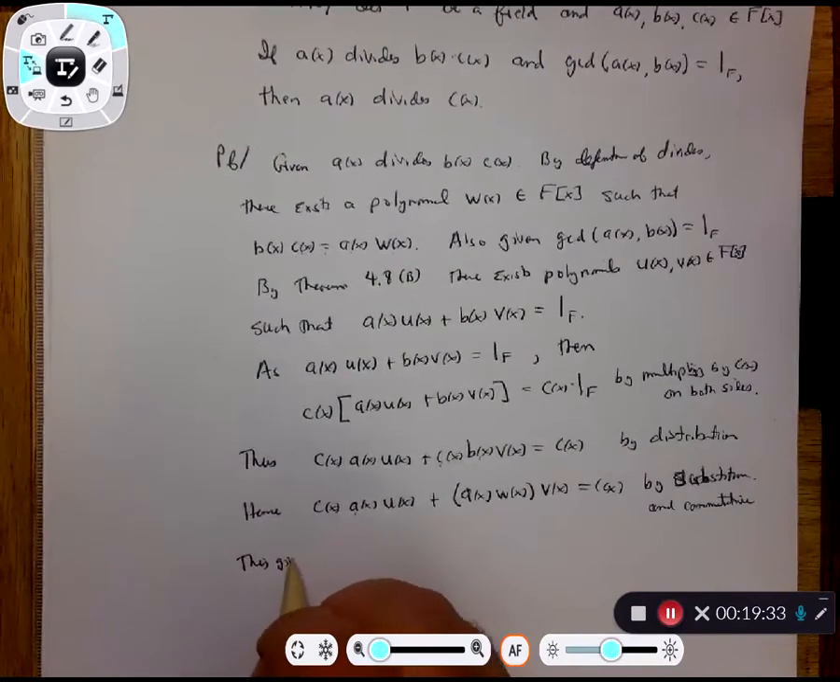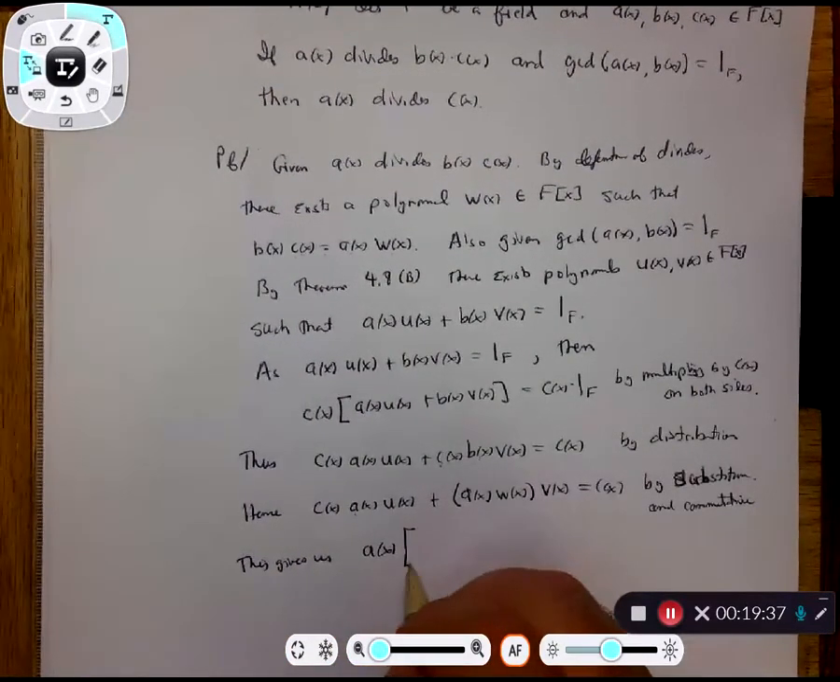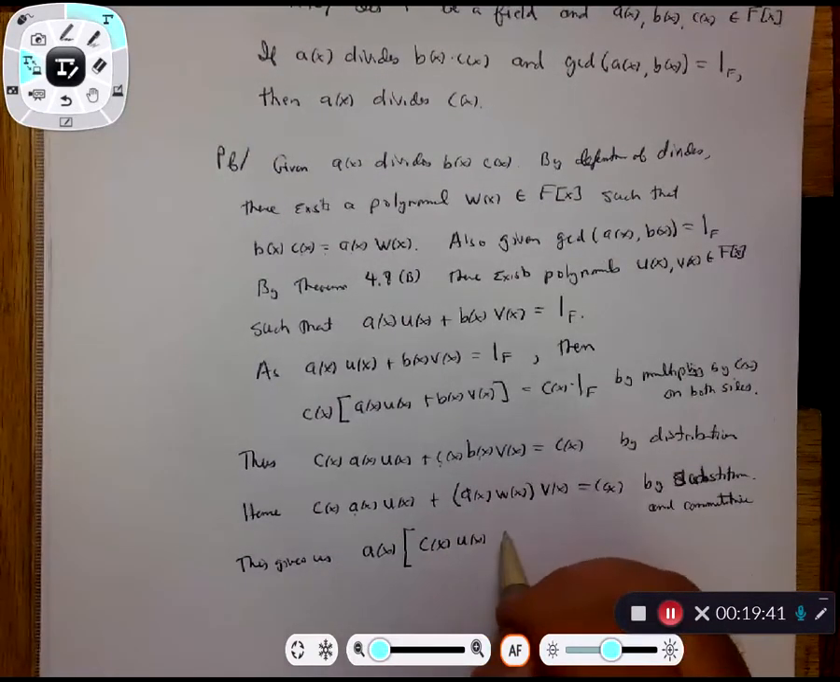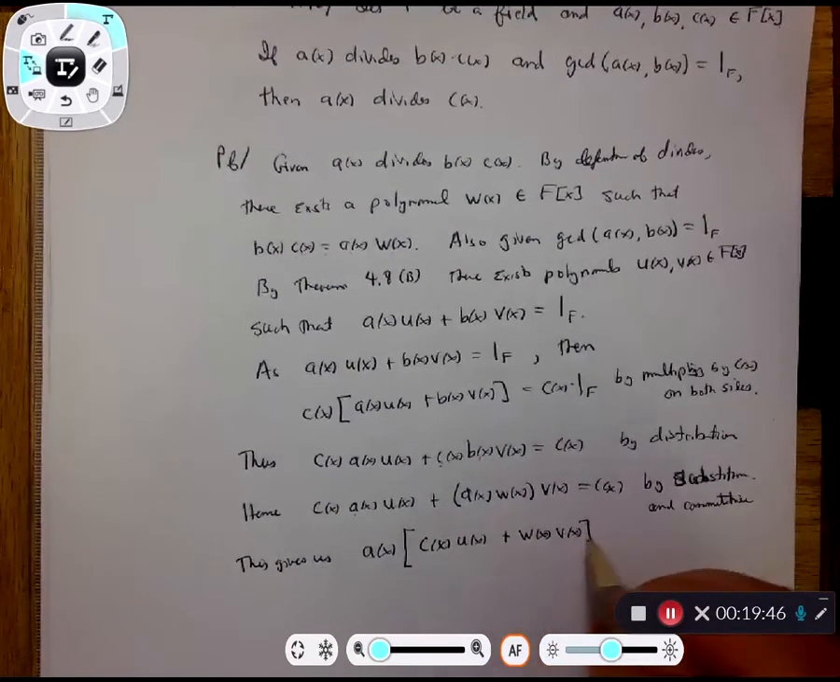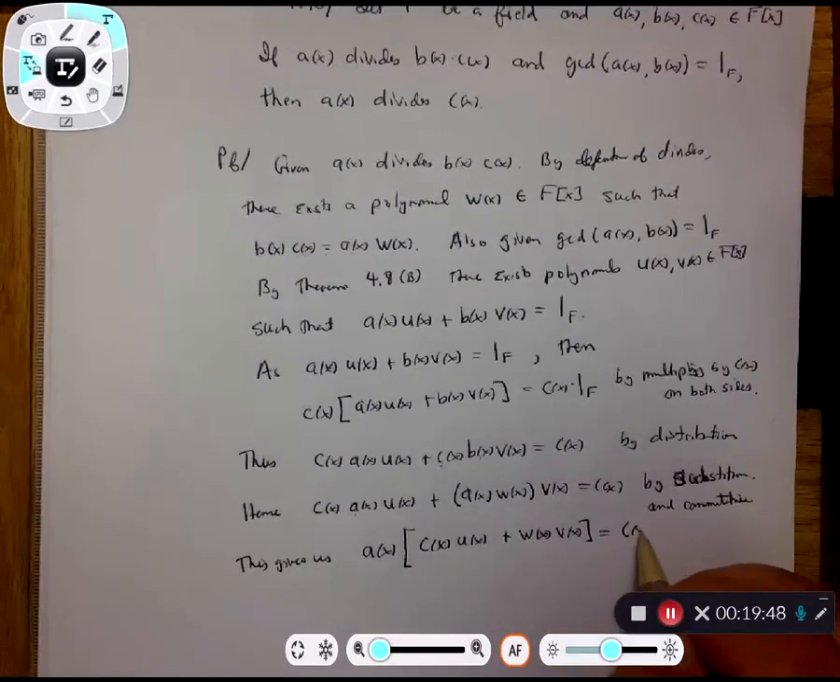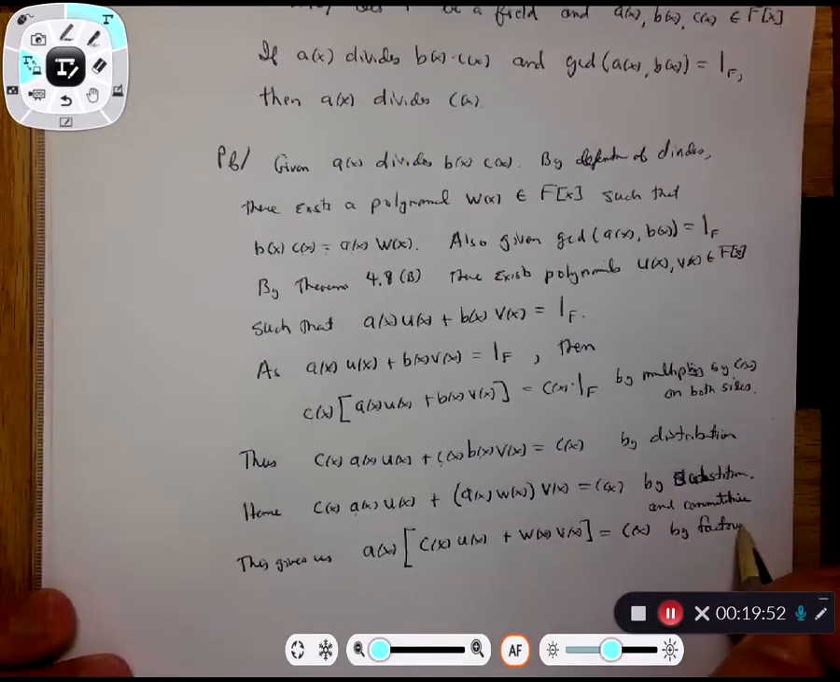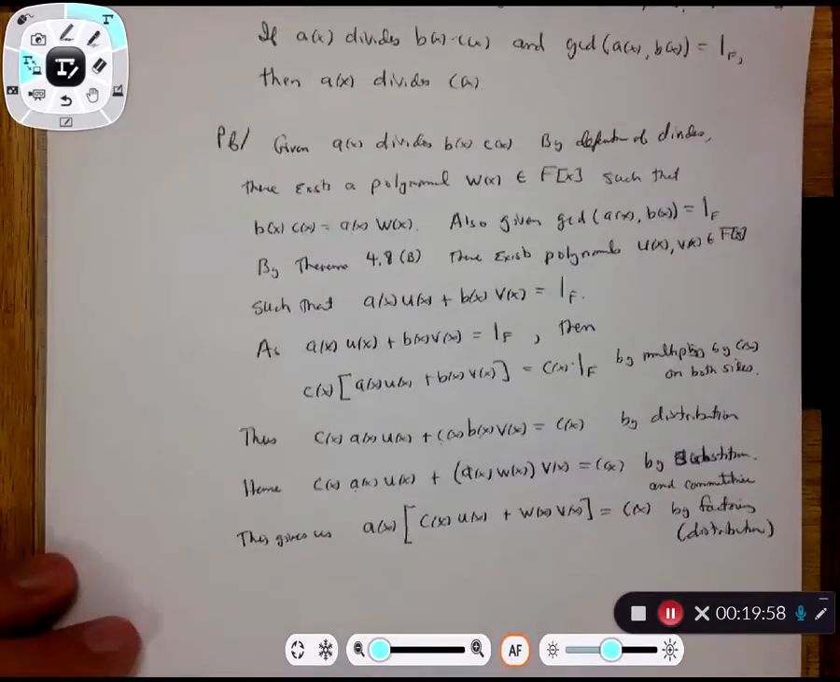This gives us A of x times C of x times u of x plus w of x times v of x is equal to C of x by factoring. And remember, factoring is the distributive property in reverse. You could just say distribution if you want to.